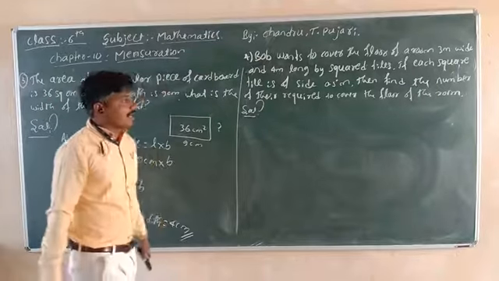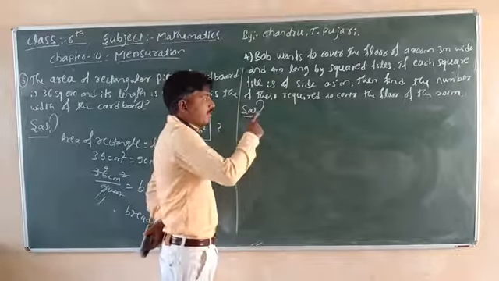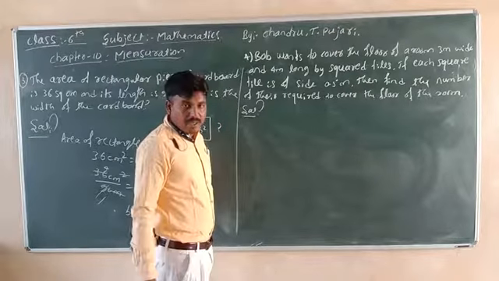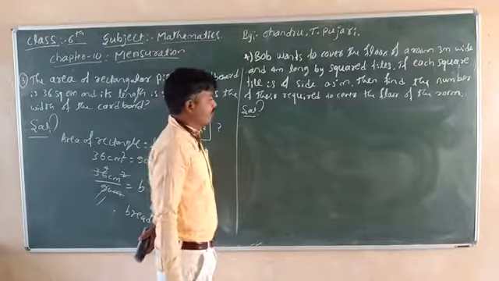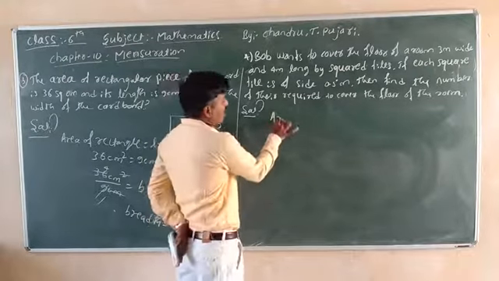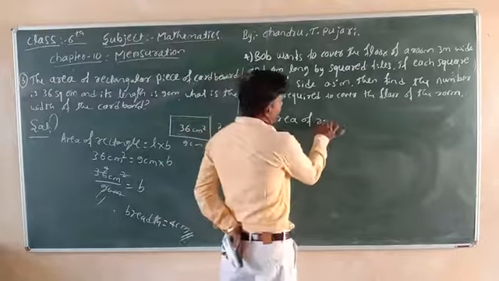Therefore, first of all, you find the area of the rectangular room and the area of a square tile. Next, you find how many are required to cover it. Therefore, first, the area of the rectangle, the area of the rectangular room.